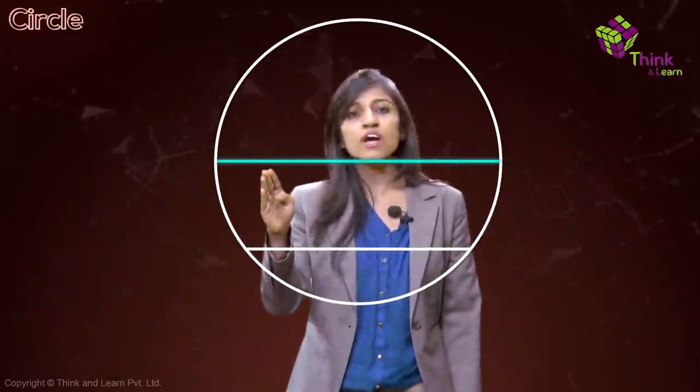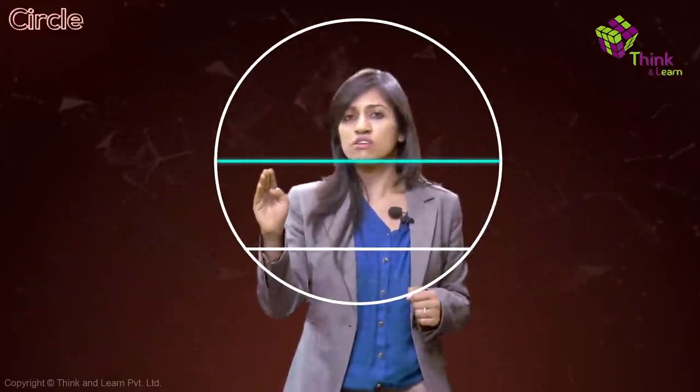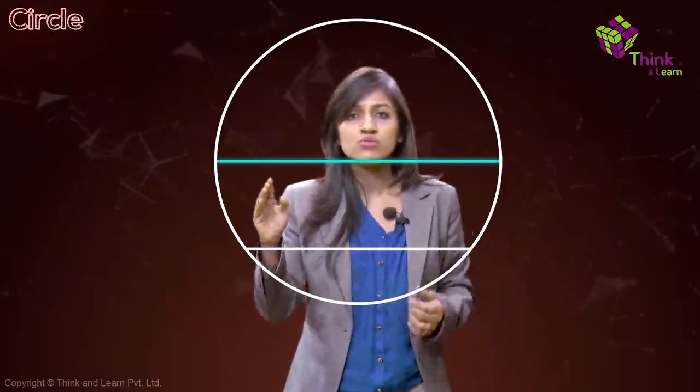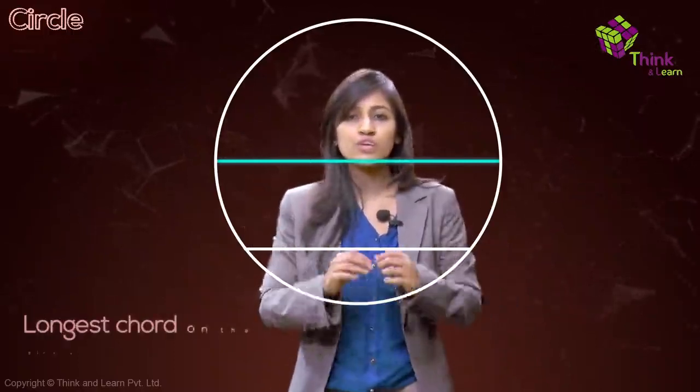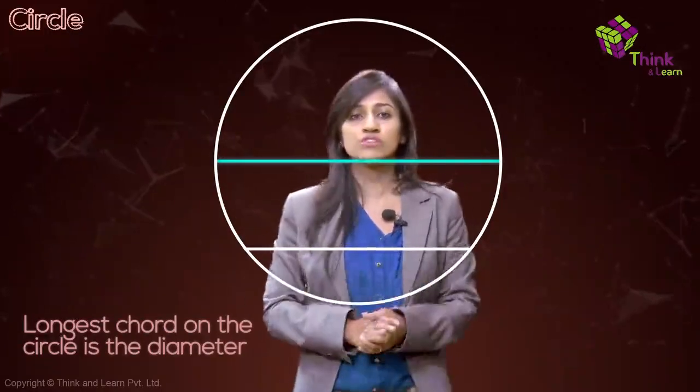To answer that, let me ask you another question. Does this connect 2 points on a circle? Of course it does. But this is a diameter. So what's the difference? There is a difference. The longest chord that you can draw on a circle is the diameter. So let's prove this together.